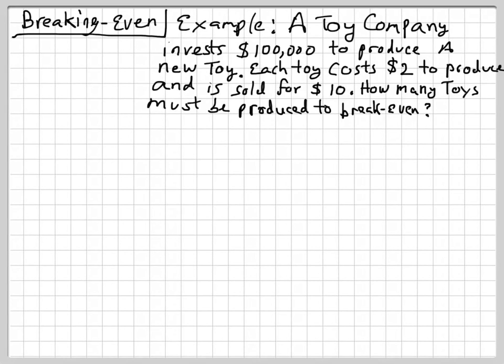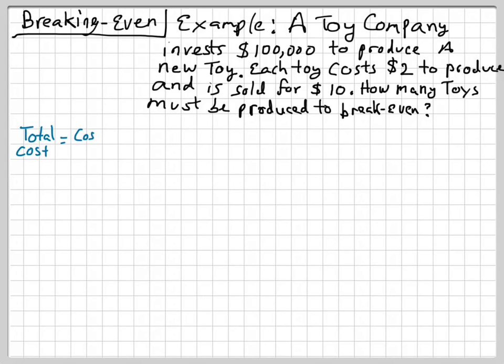This is an example of an application that we did in Chapter 7, and it's about breaking even. In this particular example, we have a toy company that invests $100,000 to produce a new toy, and each toy costs $2 to produce and is sold for $10. And the question is, how many toys must be produced so that the company breaks even? That is, it doesn't make money, but it doesn't lose money either.